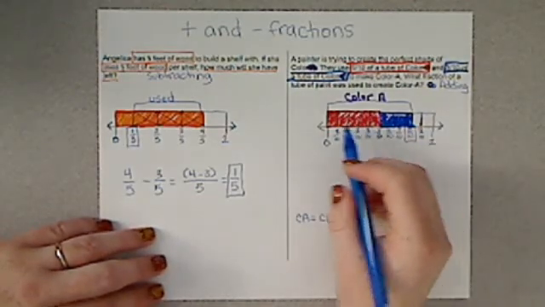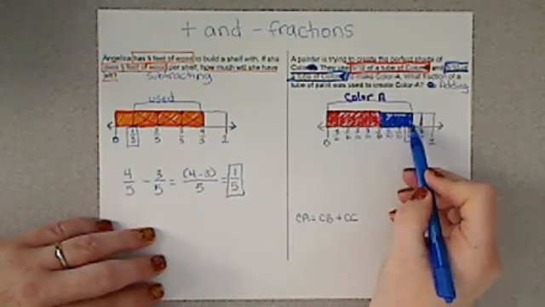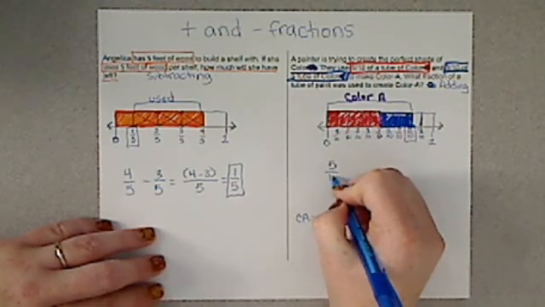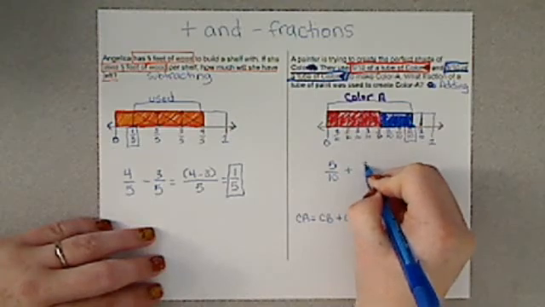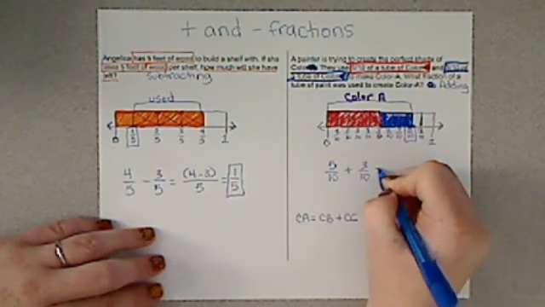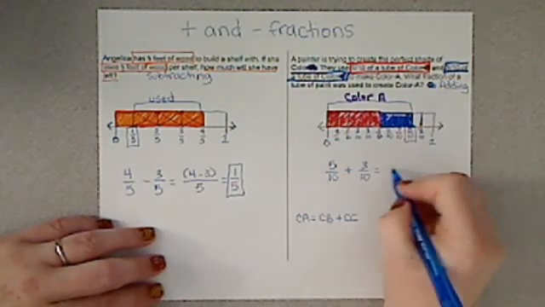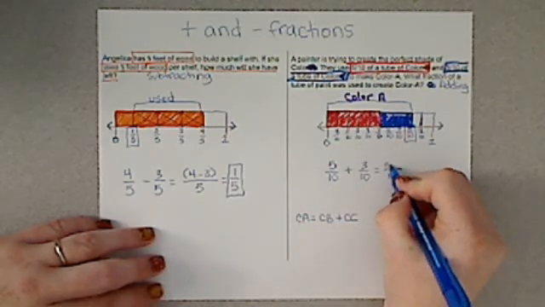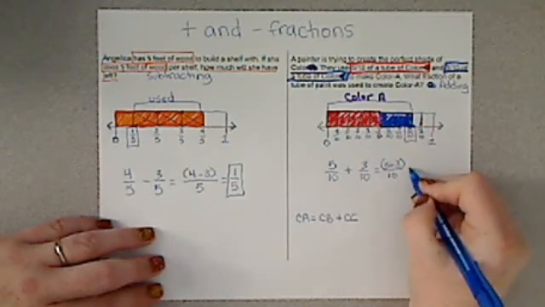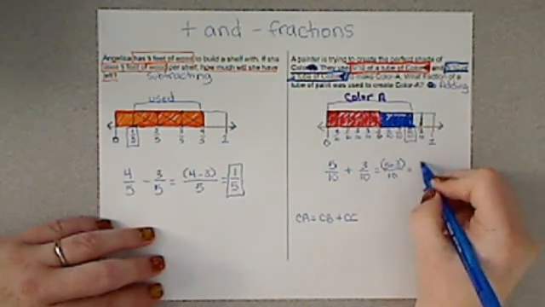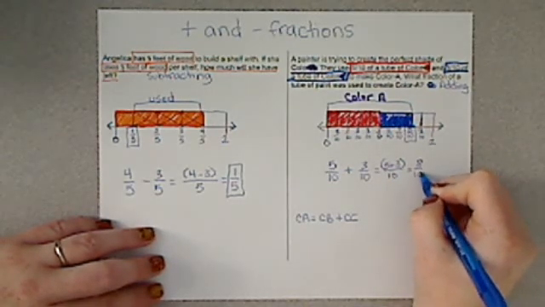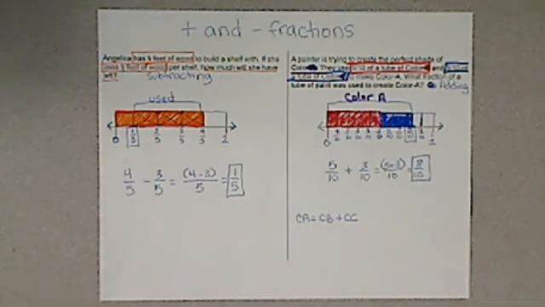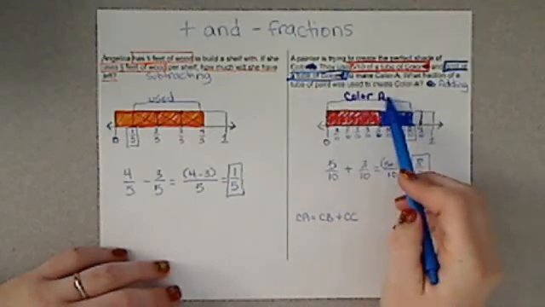And I know this because 5/10 plus 3/10 is 8/10, and I can even write it this way. 5 out of 10 plus 3 out of 10. Our denominators are the same, so that means we just need to add the numerator. 5 plus 3. So that's going to tell me 5 plus 3 is 8, and my denominator stays the same. 8/10 of a tube was used to create color A.